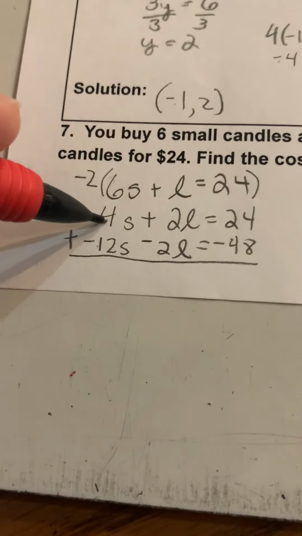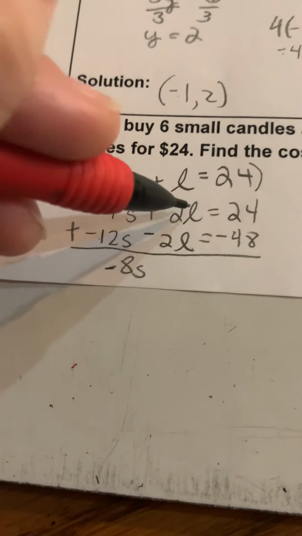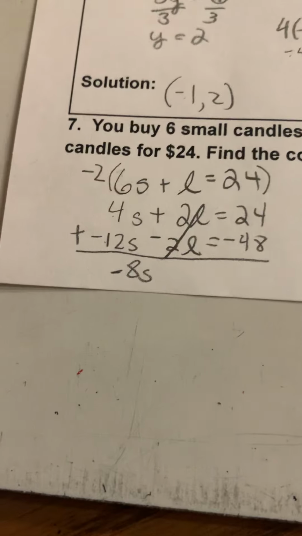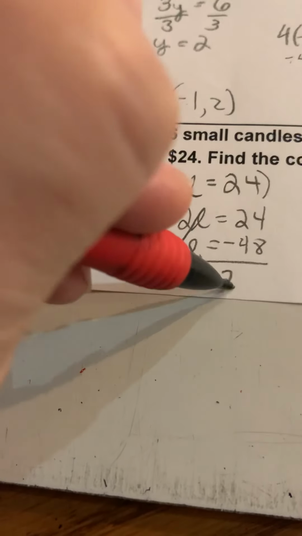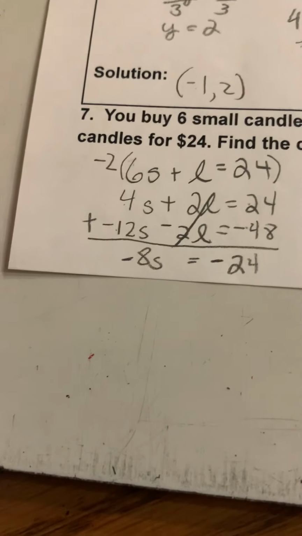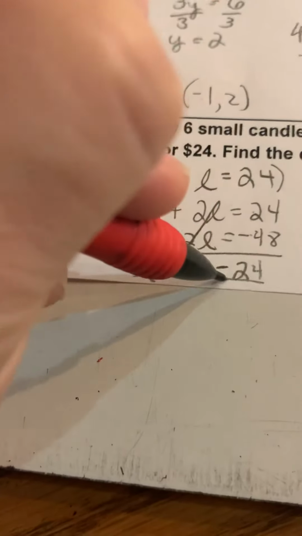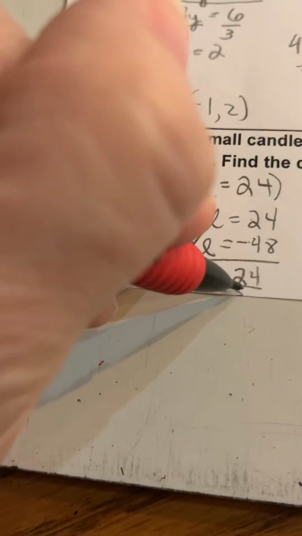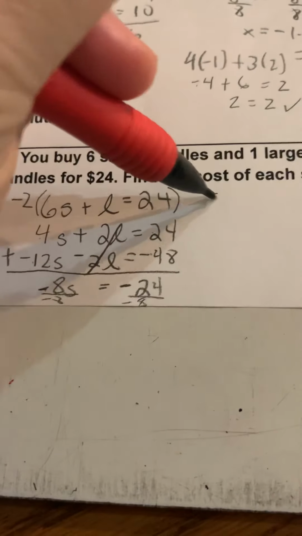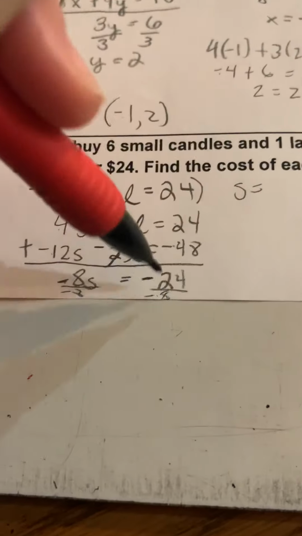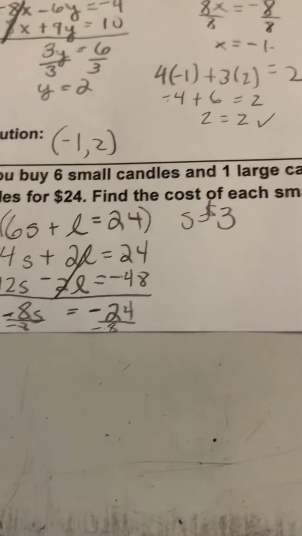So I have 4s minus 12s gives me -8s. I eliminate the l's, positive 2l minus 2l, equals -24, because 24 minus 48 is -24. I'm going to divide both sides by -8. And I kind of ran out of room here, but you get the idea. And so the small candles actually cost -24 divided by -8, which is +3. So the small candles cost $3.